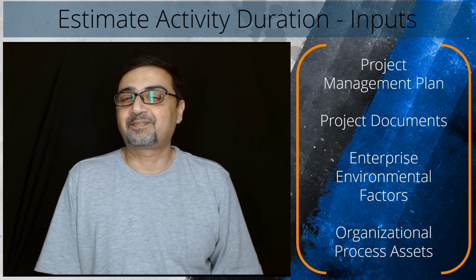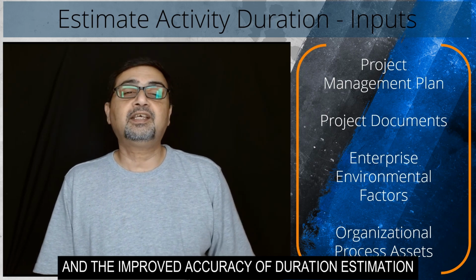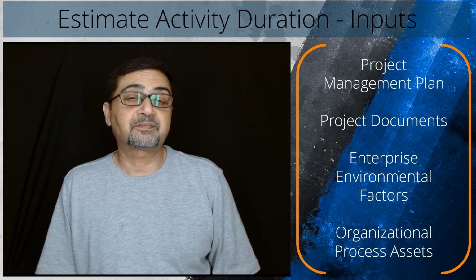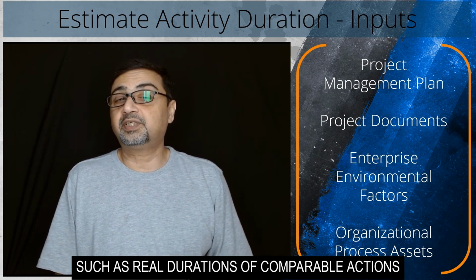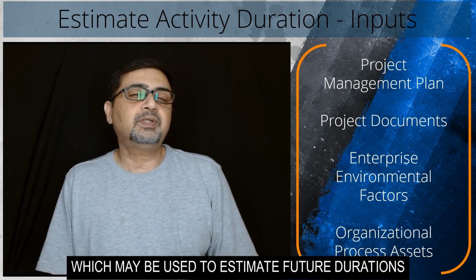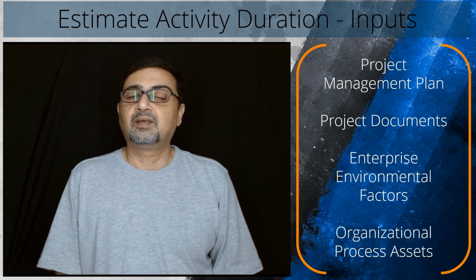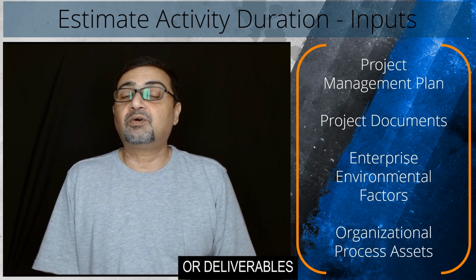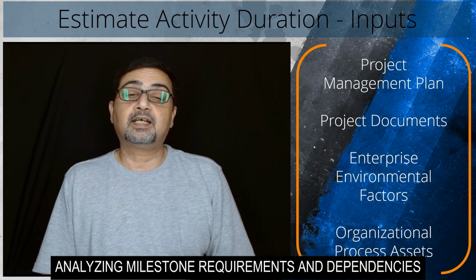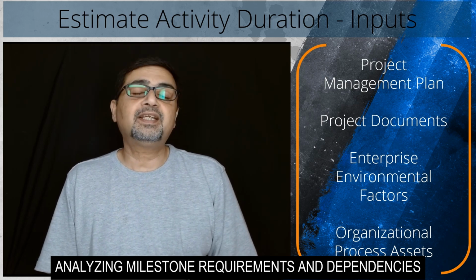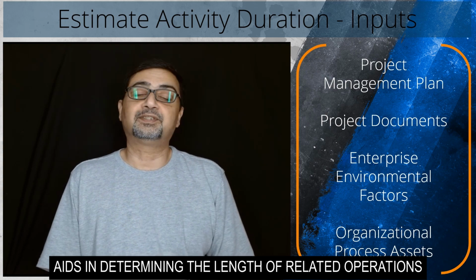Lessons learned register. Lessons acquired from prior projects aid in the avoidance of errors and the improved accuracy of duration estimation. The register offers insights into previous data, such as real durations of comparable actions, which may be used to estimate future durations. Milestone list. Milestones are major events or deliverables that occur at key points in the project's timetable. Analyzing milestone requirements and dependencies aids in determining the lengths of related operations.